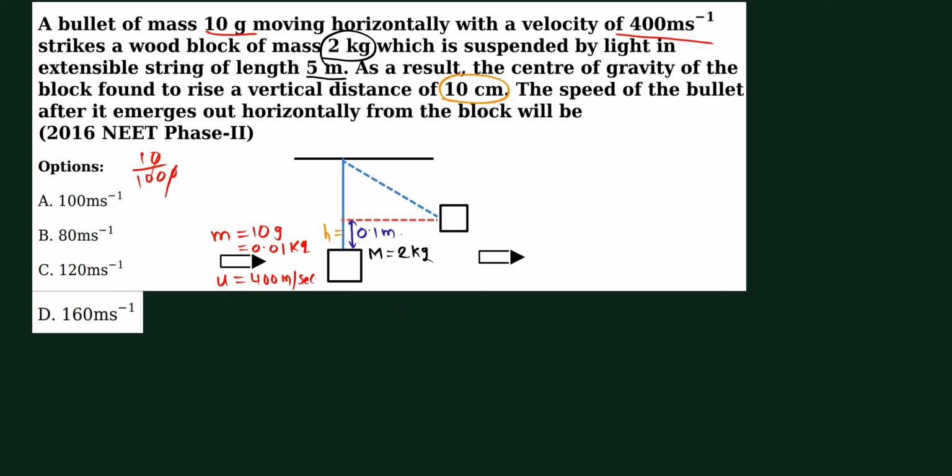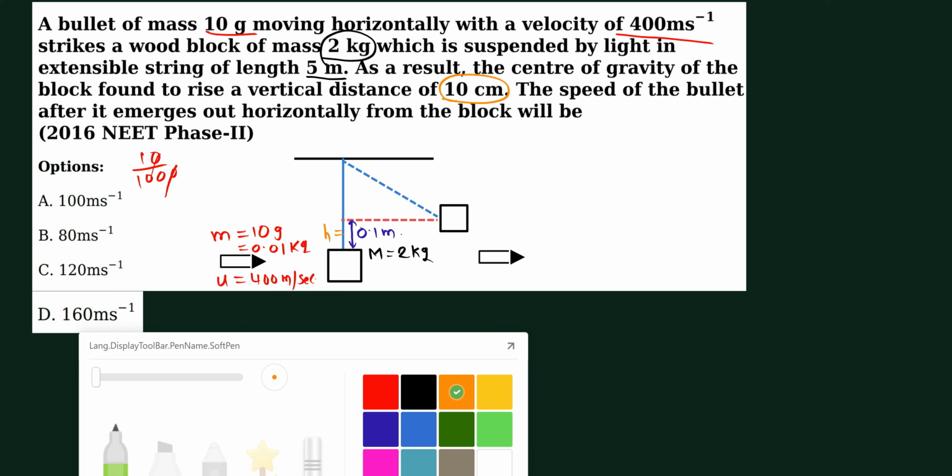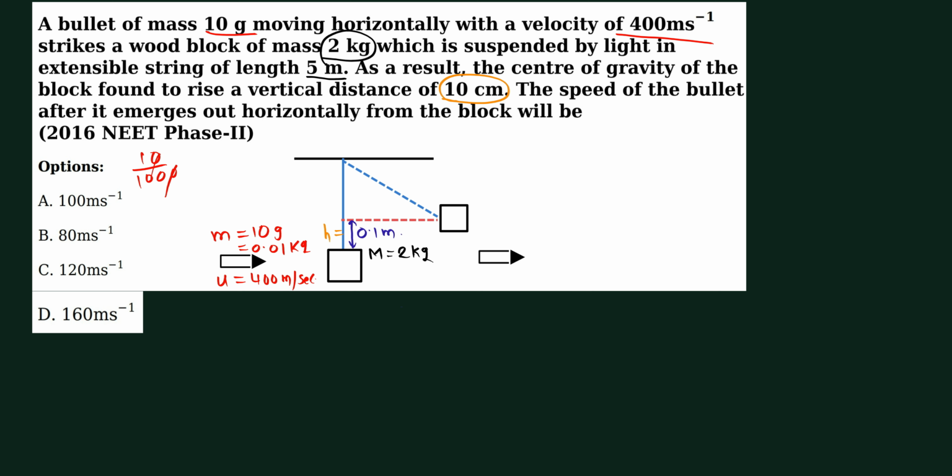We need the speed of the bullet after it emerges out horizontally from the block. The bullet enters this block and emerges out with some velocity. Let us say the bullet's final velocity is v1 and the block's velocity is v2. We need to find v1, the bullet velocity.